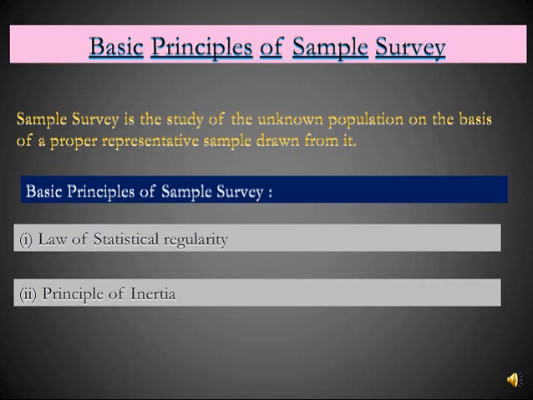Second, we have the principle of inertia. The results derived from a sample according to the principle of inertia of large numbers are likely to be more reliable, accurate and precise as the sample size increases, provided other factors are kept constant. This is a direct consequence of the first principle.